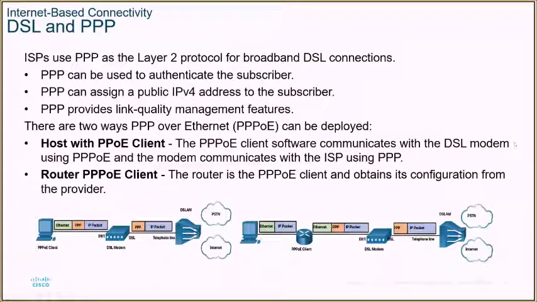All right, so DSL and PPP. ISPs use PPP as a layer 2 protocol for broadband DSL connections. And so the major reason is that it's got authentication built in. That's why they do it. So PPP can also assign an IPv4 address, and it also provides link quality management. And so you'll often get PPPoE as your connection for your DSL router. And so PPPoE client software communicates with the DSL modem using PPPoE, and the modem communicates with the ISP using PPP.